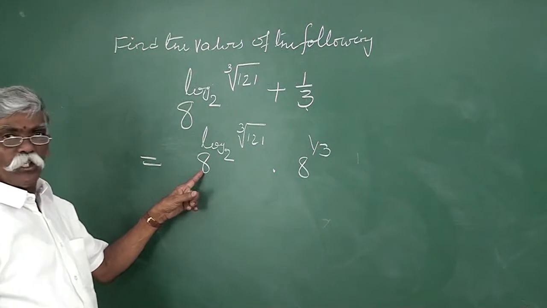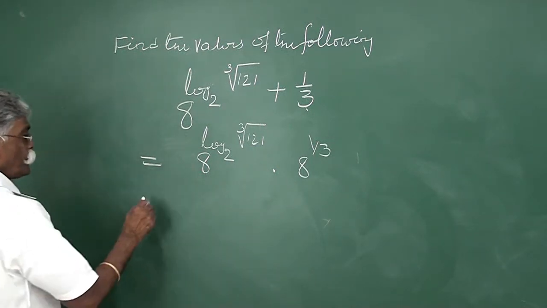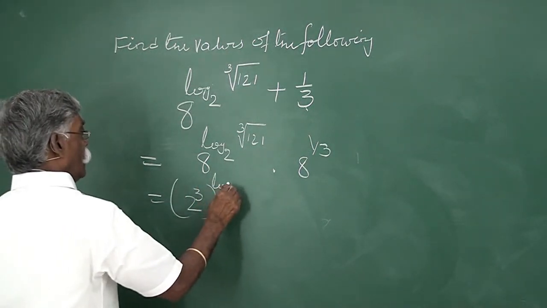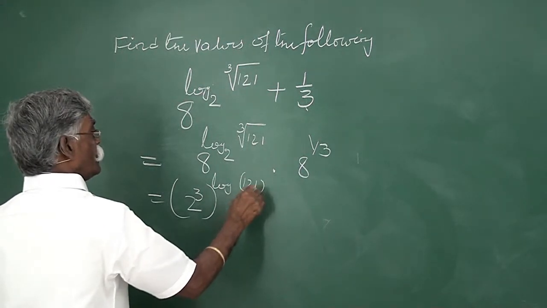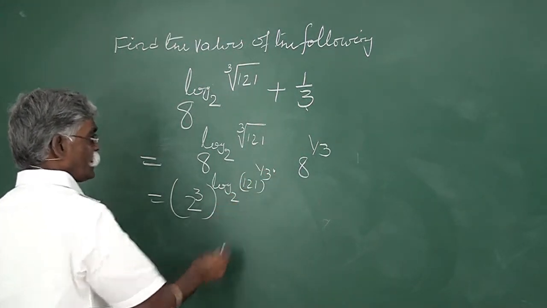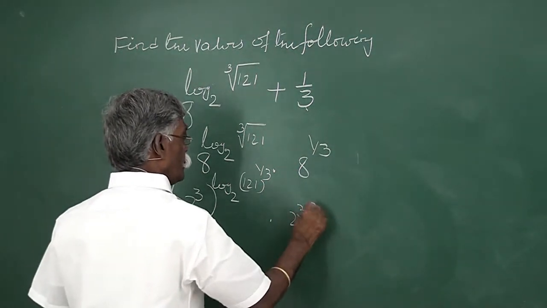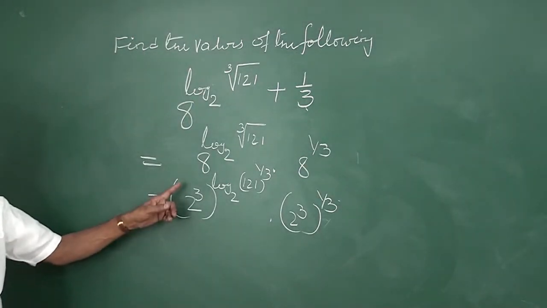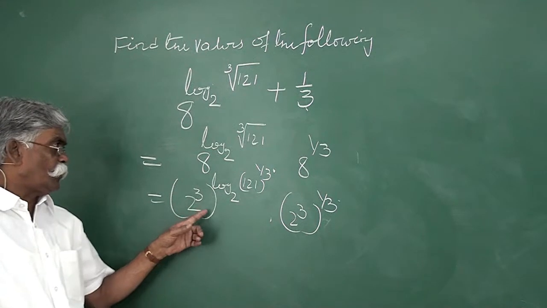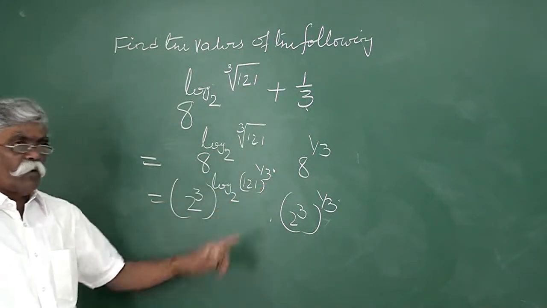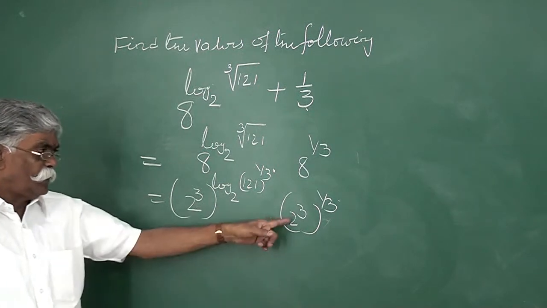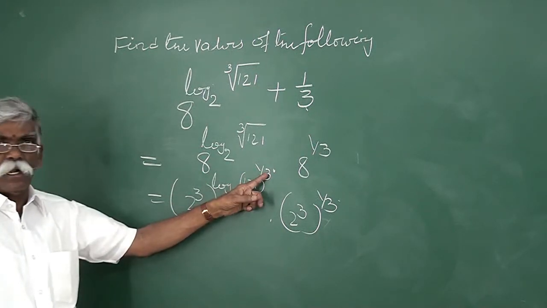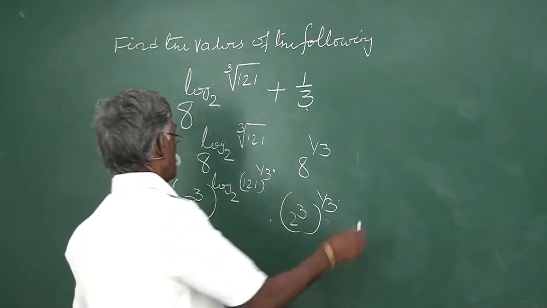Now, this 8 can be written as 2 cube. So this is 2 cube to the power log of 121 to the power 1 by 3 to the base 2, into this is 2 cube to the power 1 by 3. So 8 is written as 2 cube, therefore this is 2 cube to the power log of 121 to the power 1 by 3 to the base 2, and this is 2 cube to the power 1 by 3.